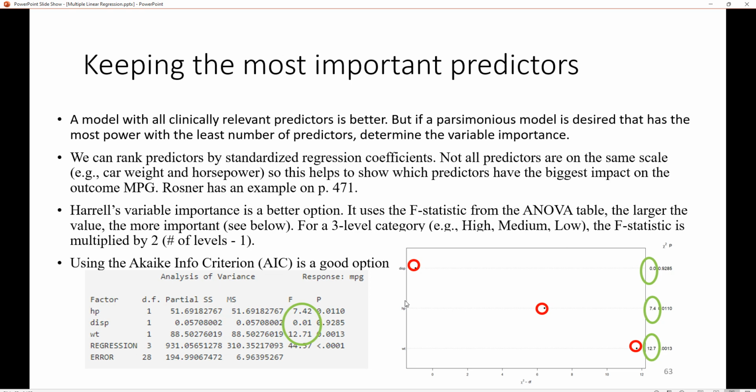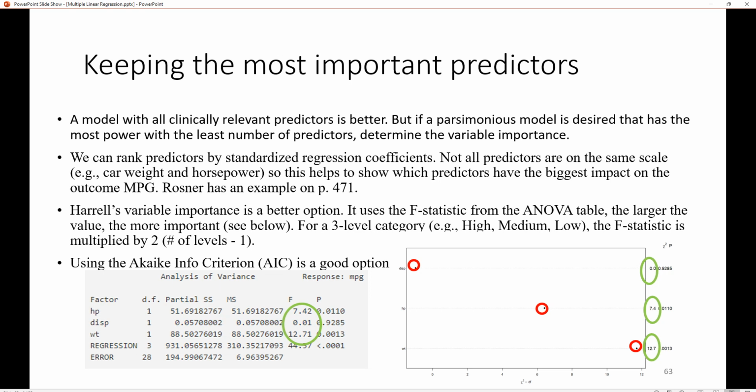And so we can see on this graph on the right, this is a variable importance graph. The bottom variable, WT, which is car weight, has a value of 12.7. And if we go over to the ANOVA table, we see that under the F statistic, in that WT row, it's 12.71. So that's your most important predictor. I think this is maybe the most useful way to define variable importance.